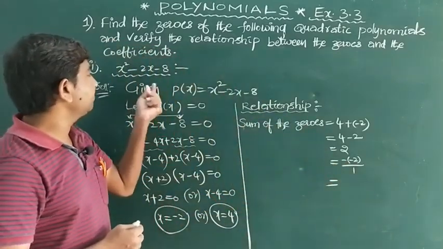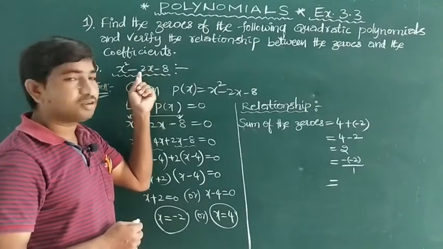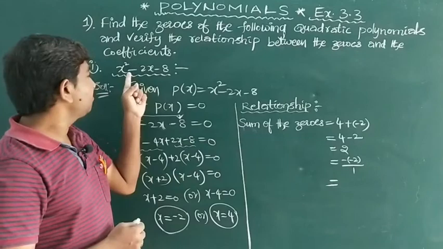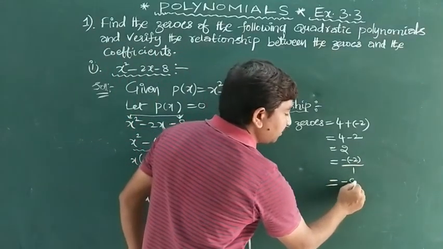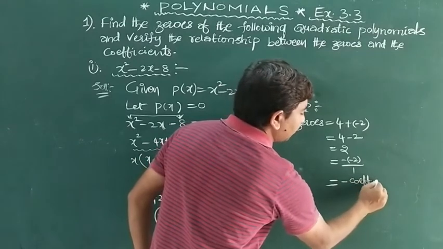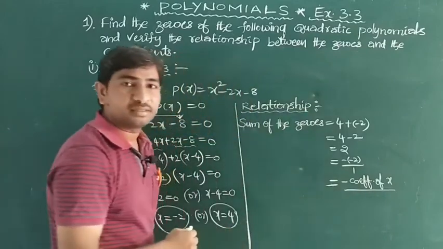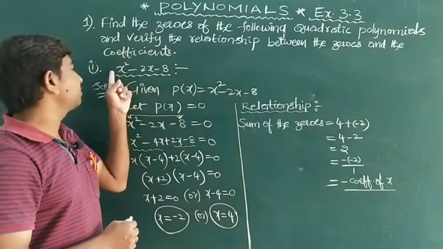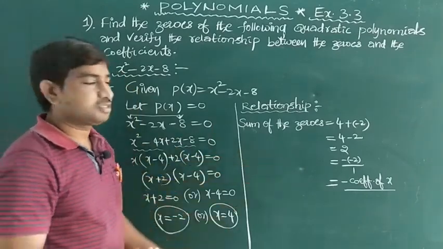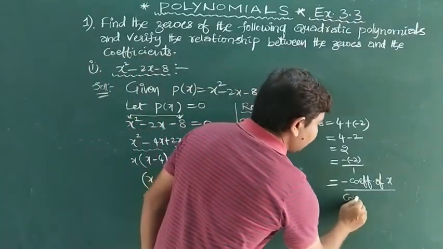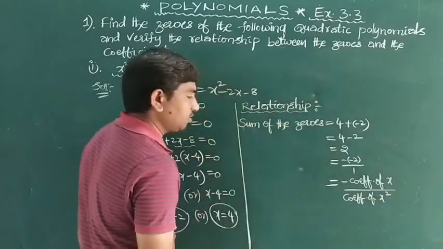From the given question, minus 2 is the coefficient of x. So minus 2 is what? Coefficient of x. And 1 is the coefficient of x square. The x square coefficient is 1 here. That's why you can write it as coefficient of x over coefficient of x square. This is the relationship between the zeros and coefficients.